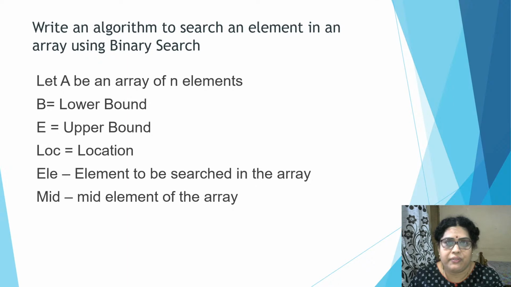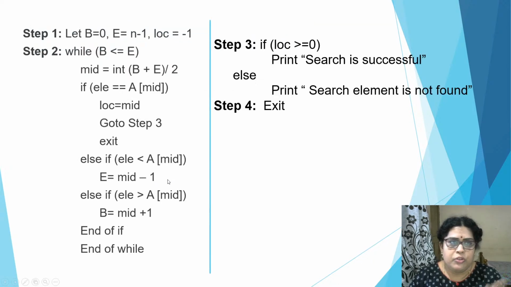So here we are having, let A be an array of elements, B lower bound, E upper bound, location, ELE and mid element of the array. So many students don't write this part. They don't want to write this definition. So please write this also, and then write the algorithm. The algorithm given here is very easy. What is given in your Karnataka PU textbook is very easy.